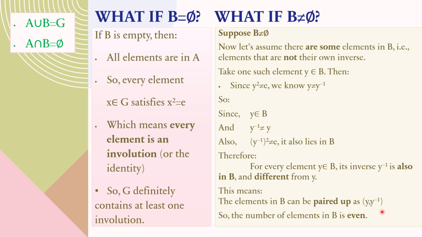That's what we're trying to prove: up till now, what we're proving is that B has an even number of elements. Why? Because since y is not equal to y inverse, y lies inside B and y inverse also lies inside B. So when we pair them up, we have 2 elements inside the pair. Obviously a pair is 2 elements. This proves that the number of elements in B is even. If you have one element y in B, and B has no involutions, there is also a y inverse, so the elements become 2. Minimum 2 will be there.